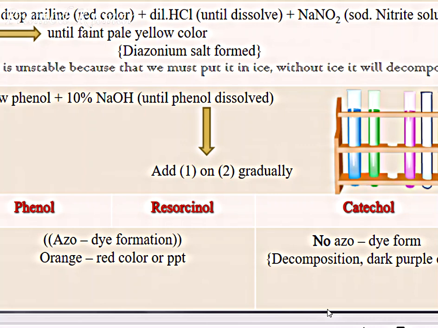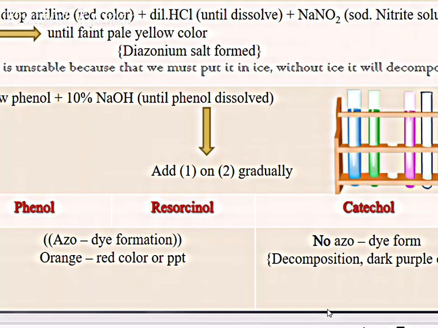So this is the first step. To this diazonium salt, add few drops of phenol, and 10% NaOH. Now mix both the things. You make a solution of phenol in NaOH, and then add this solution to your diazonium salt at 0 to 5 degrees.